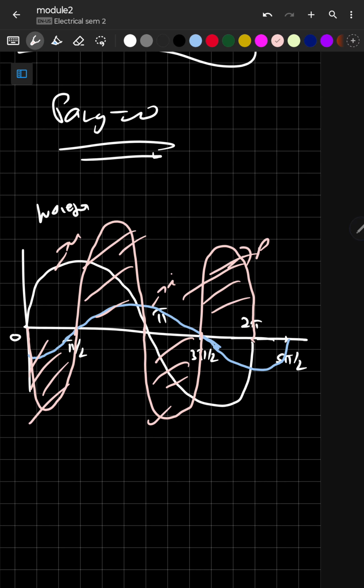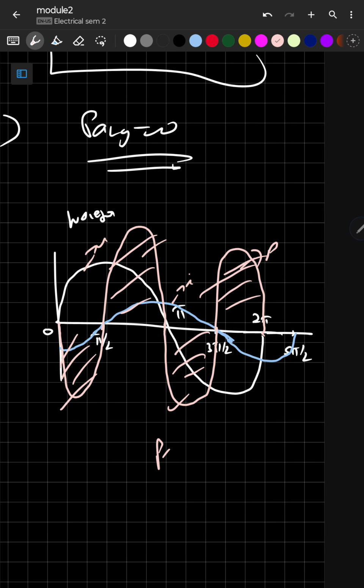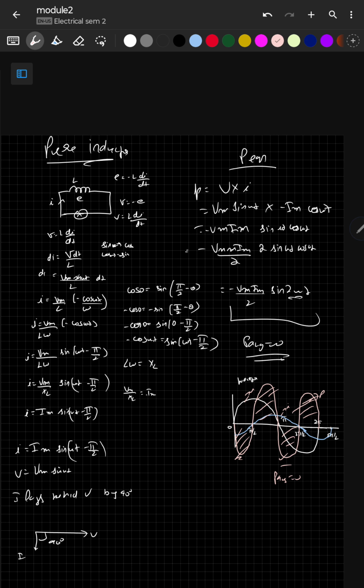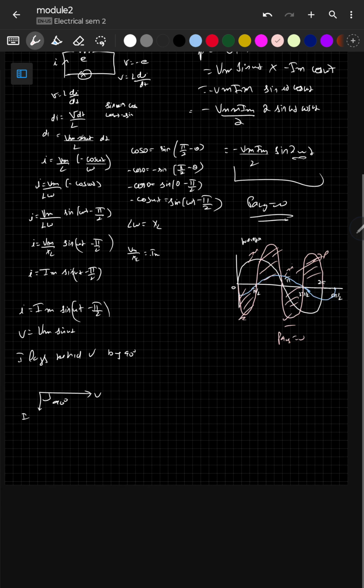So P average is 0. As you can see, the two areas over here will cancel and become 0. That's one more way to understand. So we drew the circuit diagram, derived the current equation, then phasor diagram, power equation, waveform. 5 things done. Next, let's go to the pure capacitor.